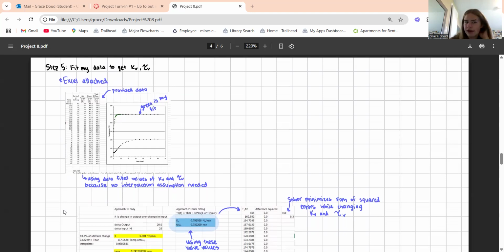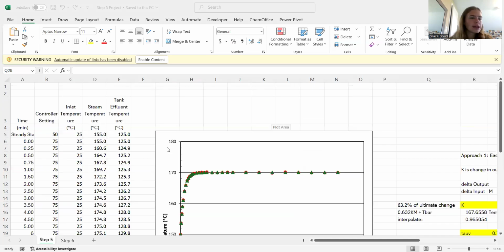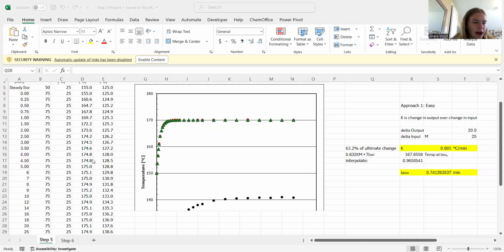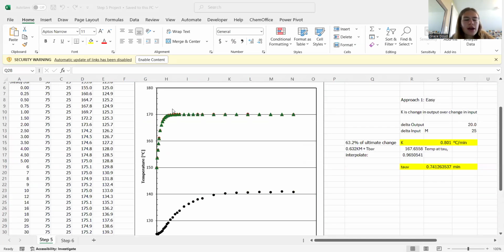Here's step five where I fit my own data to get KB and tau v. I'm actually going to pull up the Excel really quick. Here we go. So here is the data that I was provided. And then the green is my fit, and you can kind of see the orange behind it is the data I was provided.